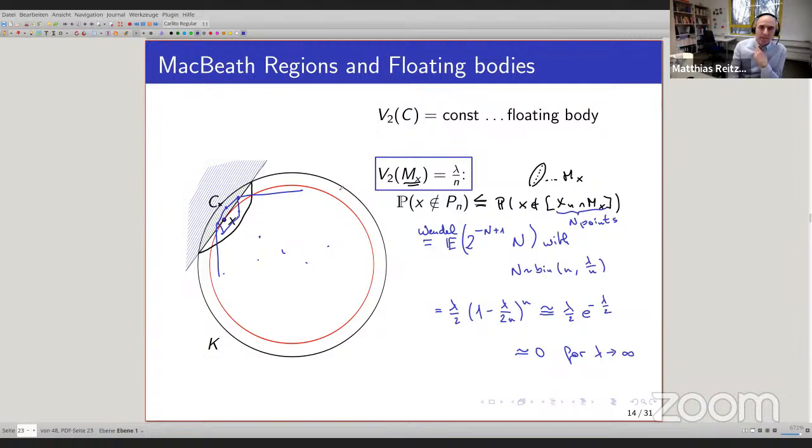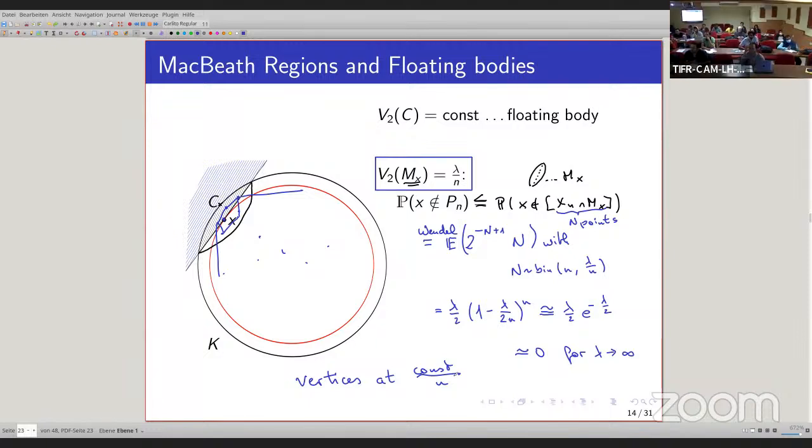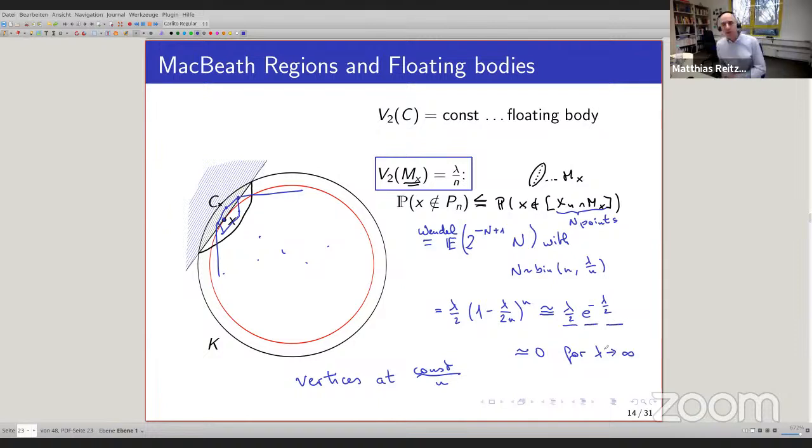This means the question whether point x is contained in a convex hull or not depends on the size of its Macbeth region. If the size of the Macbeth region of the point x is larger than, say, a constant over n, say something like log n over n, then this tends to 0. So what I expect is vertices at constant divided by n. If you're really inside, say it's like log n over n, then the probability to be at the boundary or somewhere close to outside will not occur. So you really have to be somewhere at about constant over n. And this is something which I will use, that this probability tends to 0 exponentially fast.